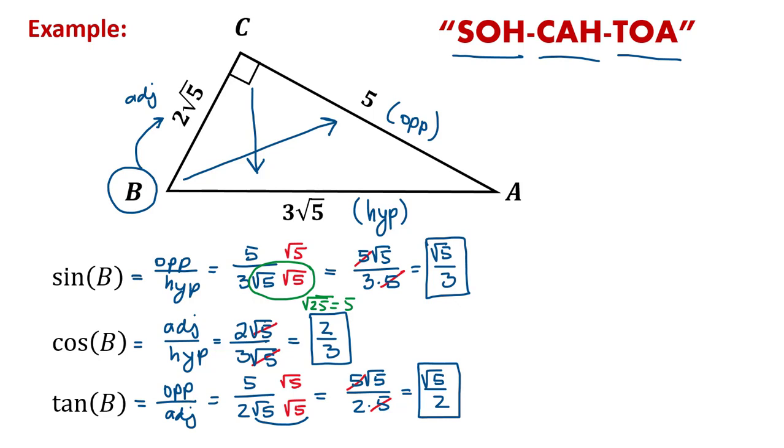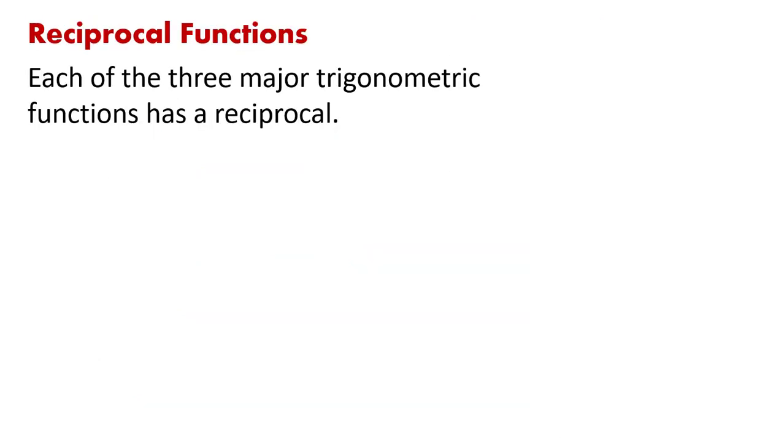So this is how we define and find values of the 3 major trigonometric functions. But we have 3 more functions, and they're called reciprocal functions. So each of the 3 major trigonometric functions has a reciprocal. Let's quickly review reciprocals. So reciprocals are 2 numbers or expressions such that when we multiply them, we get 1.